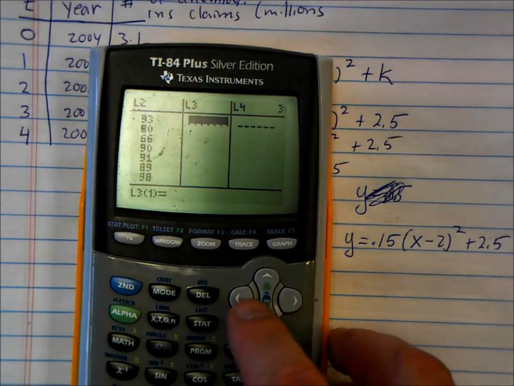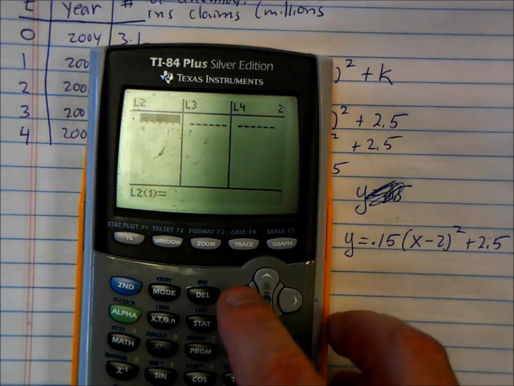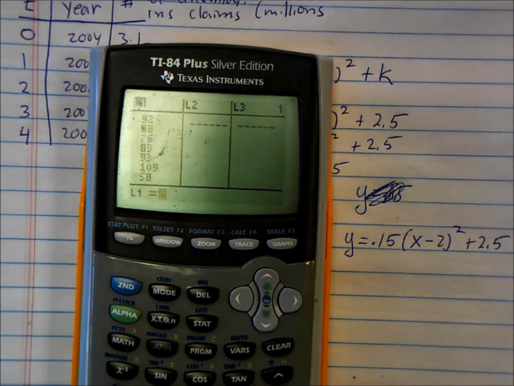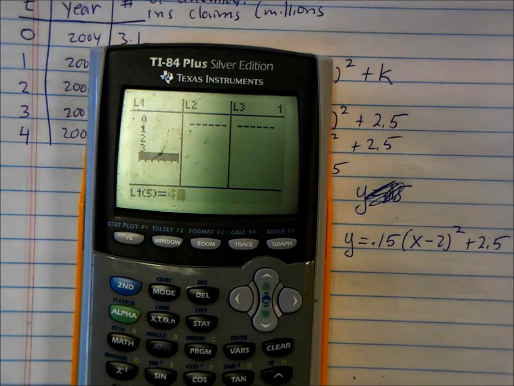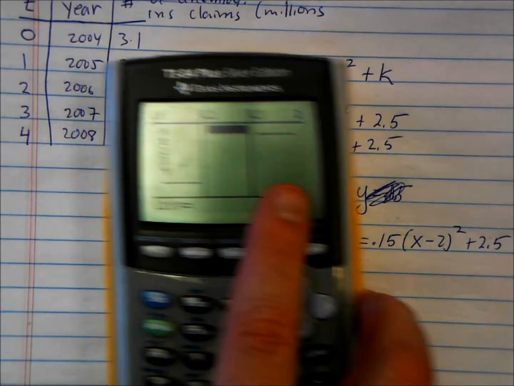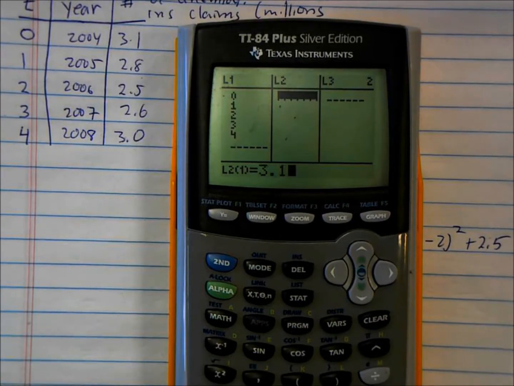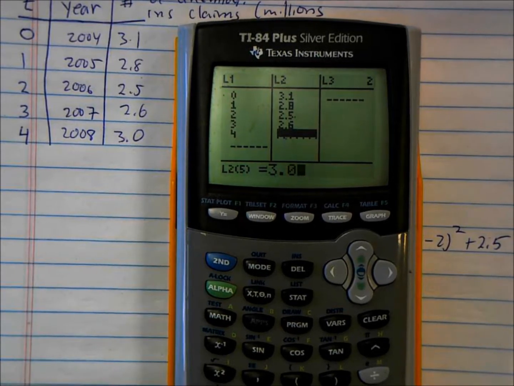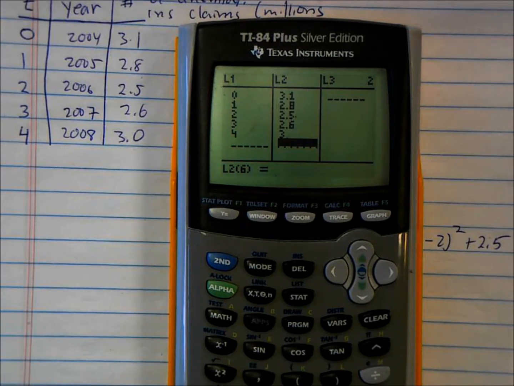Clear that one out. Clear that one out. Oh, look at all those test scores. Clear that one out. That's what those are. 0, 1, 2, 3, 4. 3.1, 2.8, 2.5, 2.6, and 3.0. So type in my data.